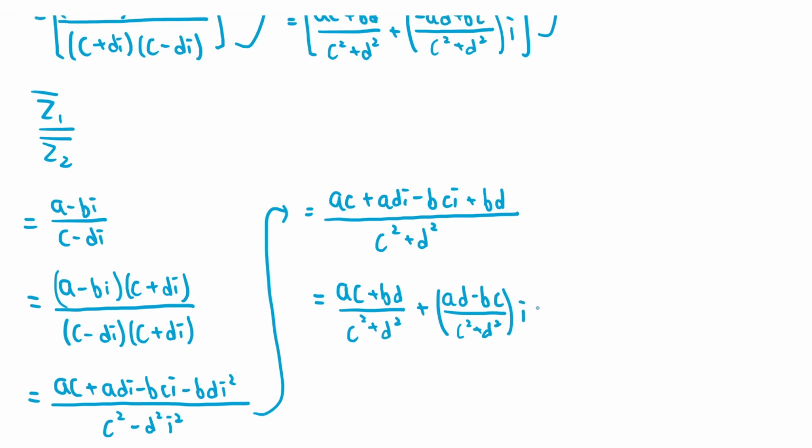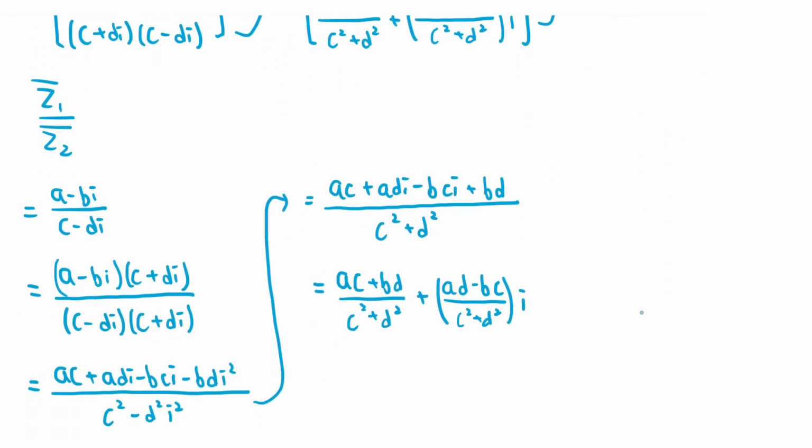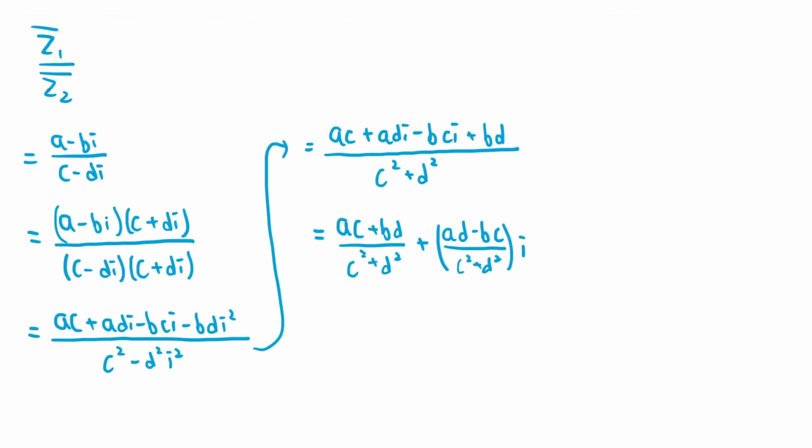Well, this expression is just the same as the expression that we found for Z1 over Z2 conjugate, which was right over here: (AC plus BD) over (C squared plus D squared), plus parentheses (AD minus BC) over (C squared plus D squared) times i. So Z1 over Z2 conjugate is equal to this expression, and then we also know that Z1 conjugate over Z2 conjugate is also equal to the exact same expression, and therefore we can confirm that Z1 over Z2 conjugate is just equal to Z1 conjugate over Z2 conjugate.